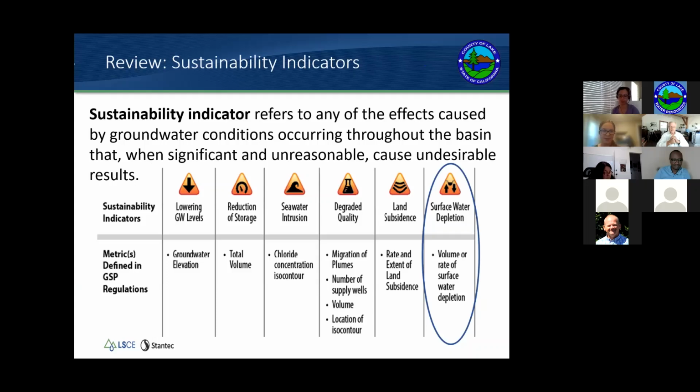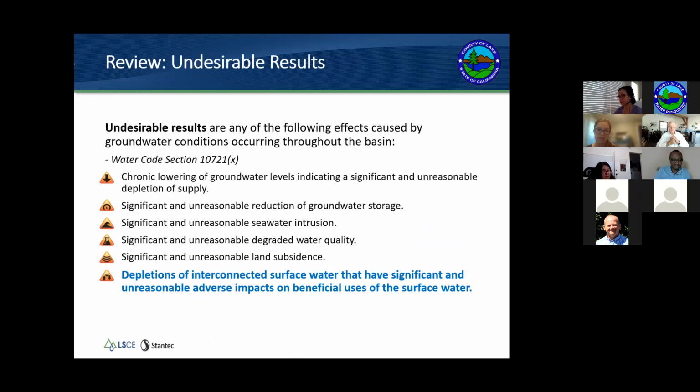So, in SGMA, we've got these six sustainability indicators, and this workshop and ad hoc is really focusing on the surface water depletion piece of the puzzle. The undesirable result, as defined in the water code, that we're focusing on is depletion of interconnected surface water that has significant and unreasonable adverse impacts on beneficial uses of the surface water. In previous meetings, you all talked about who the beneficial users are and the impacts that we could see. So we're going to dive a little into that specific to surface water.